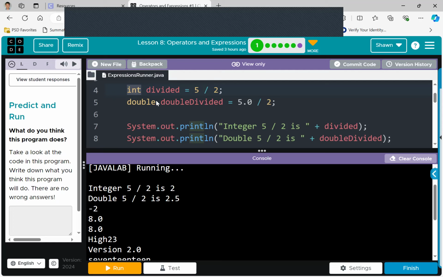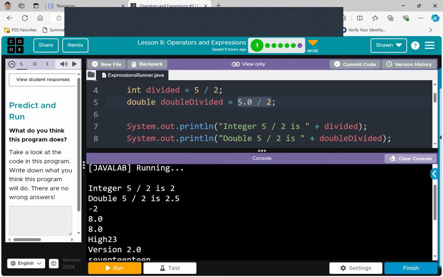If we look at line 5 here, we create a double where we're dividing 5.0 divided by 2. What's happening here is we have a variable that is ready to receive a double or a decimal data type. So when we do 5.0 divided by 2, it's going to take whatever that is and keep it a decimal. And that's how you're going to get 2.5. That's a pretty key difference to remember.